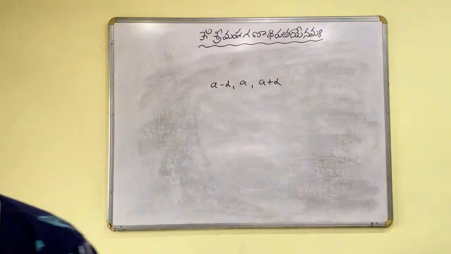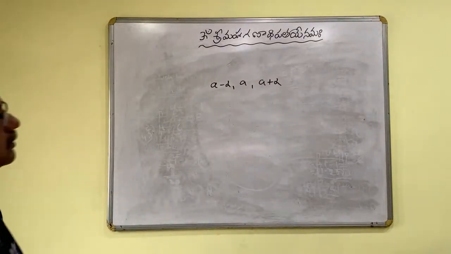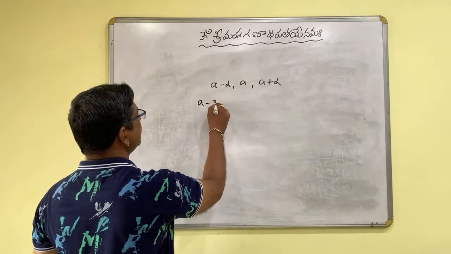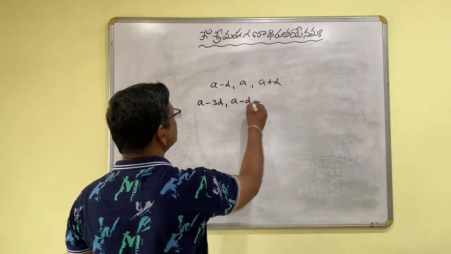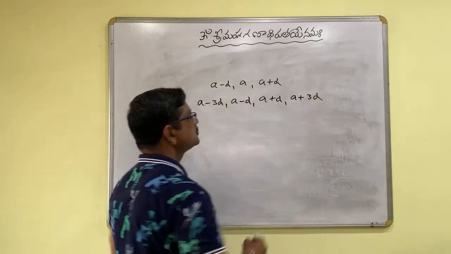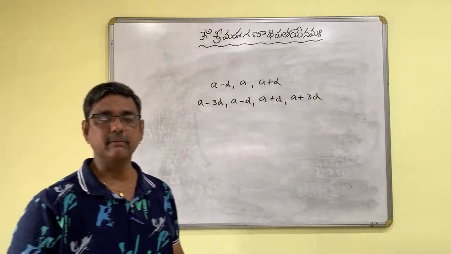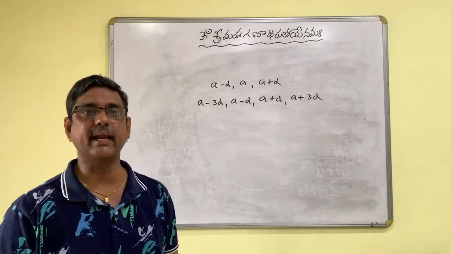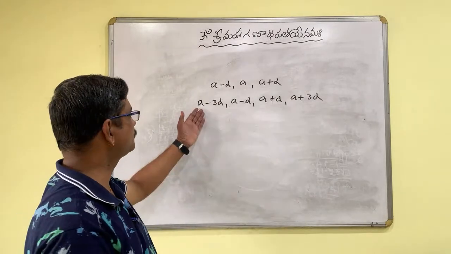Suppose the problem is talking about 4 numbers. Then you have to take them like this: a minus 3d, a minus d, a plus d, a plus 3d. Children, note it down. If the problem is talking about 4 numbers which are in AP, you have to take those 4 numbers like this.